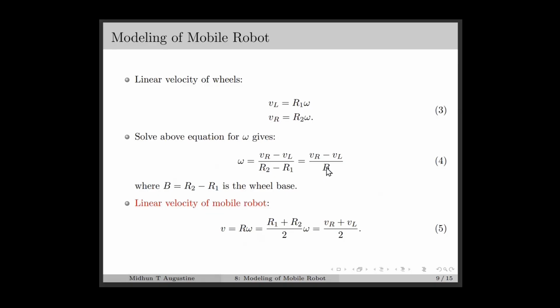Similarly, we have the linear velocity of the mobile robot V equal to R omega, where R is the distance of the center of gravity of the mobile robot from the origin, which we can also obtain as (r1 plus r2) by 2. And here we have r1 omega equal to VL and r2 omega equal to VR. Therefore, we obtain the linear velocity of the mobile robot as (VR plus VL) by 2.